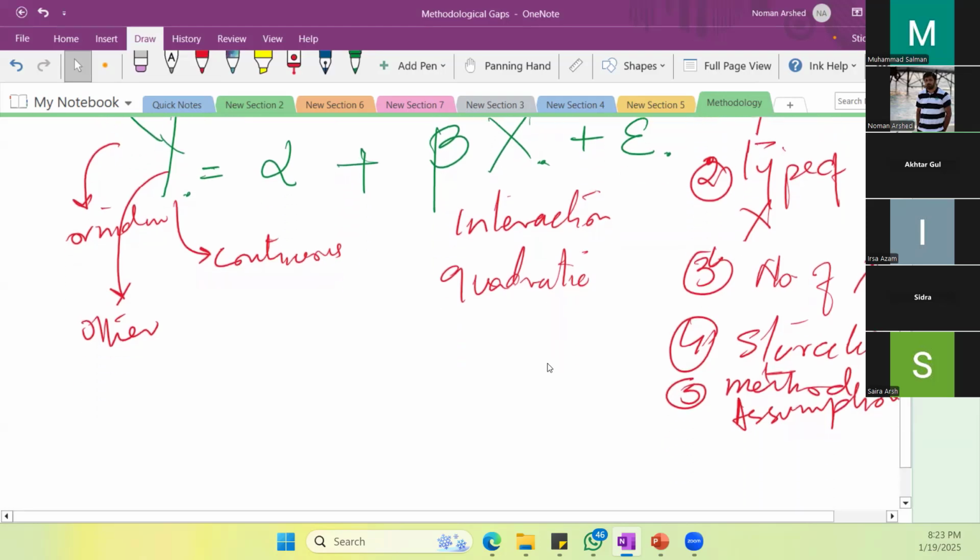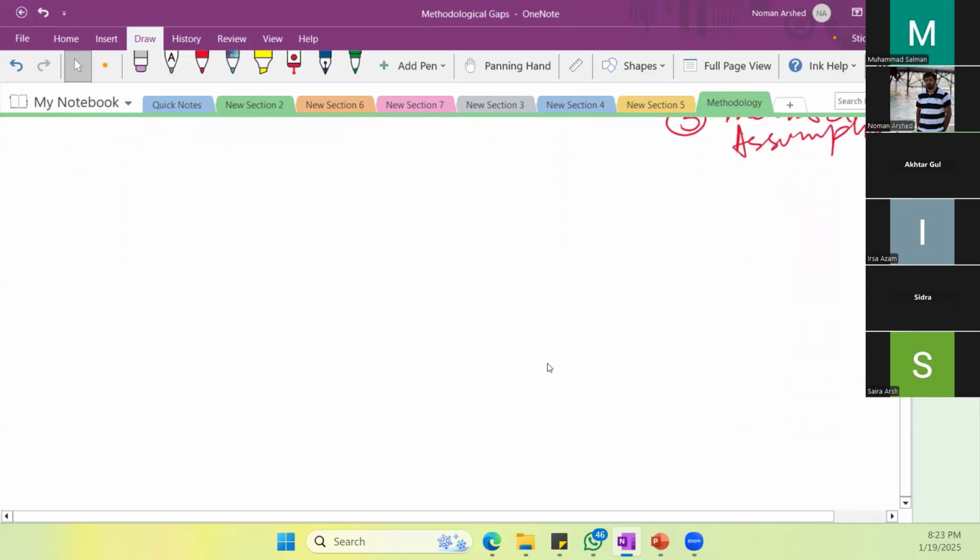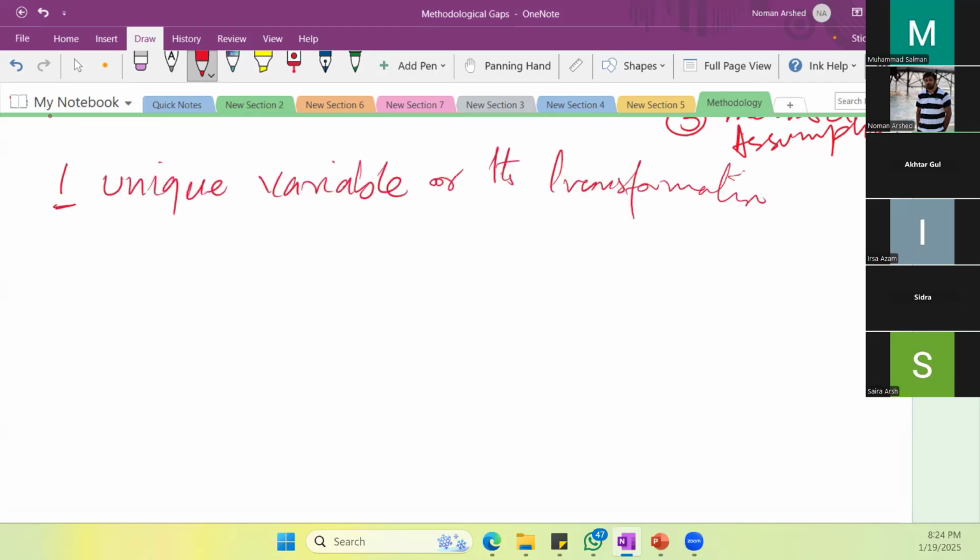So my discussion today, this 2 hour session, has 4 objectives, or four sections. I will explain that there are 4 ways or 4 strategies that you can use to find a methodological gap. Okay, so let's talk about it one by one. So the first major strategy that I use is unique variable or its transformation.